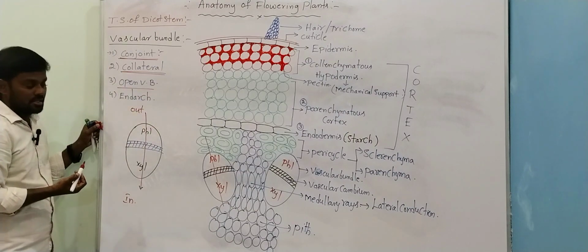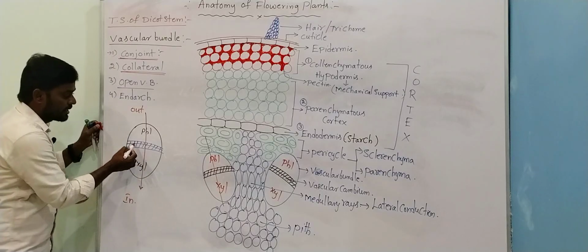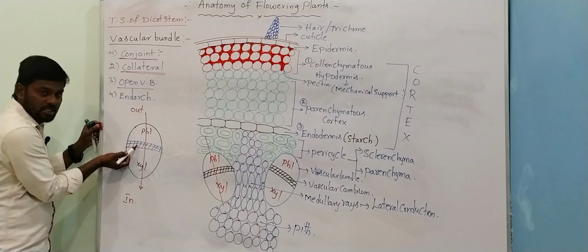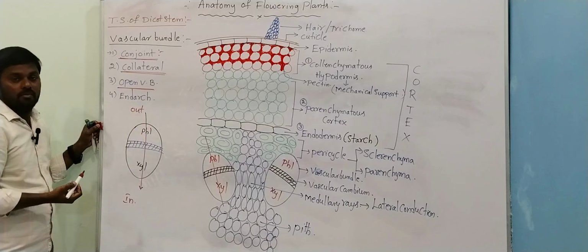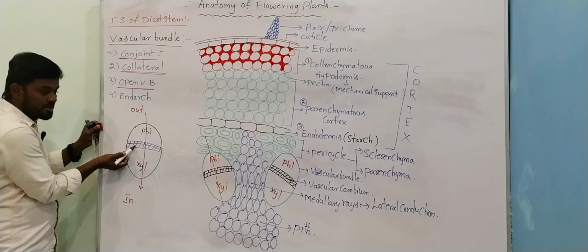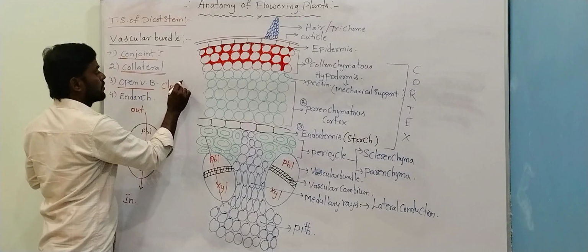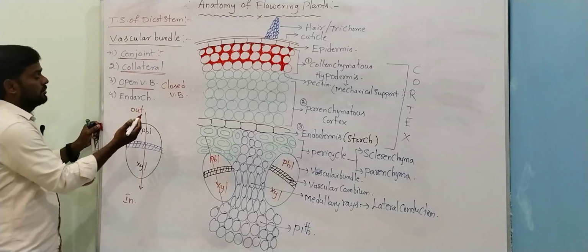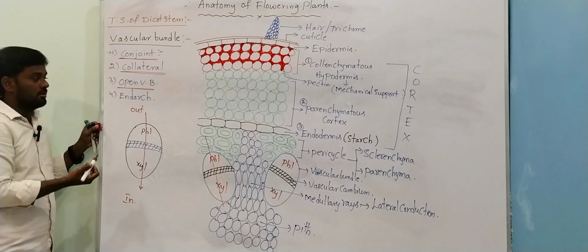Next one, open vascular bundle. Open vascular bundle means between the phloem and xylem, the cambium ring is present. If the cambium ring is present between the phloem and xylem, that condition is known as open vascular bundle. In case the cambium ring is absent between the phloem and xylem, that condition is known as closed vascular bundle. But the character of the dicot stem is open vascular bundle.